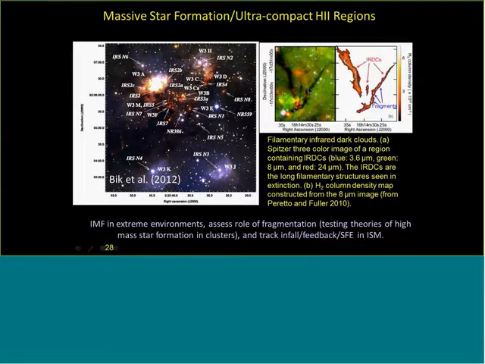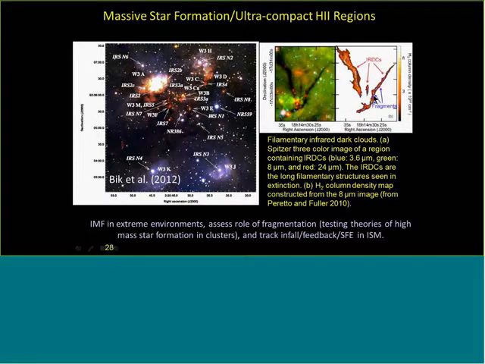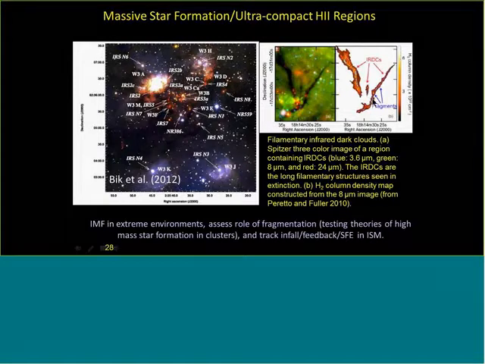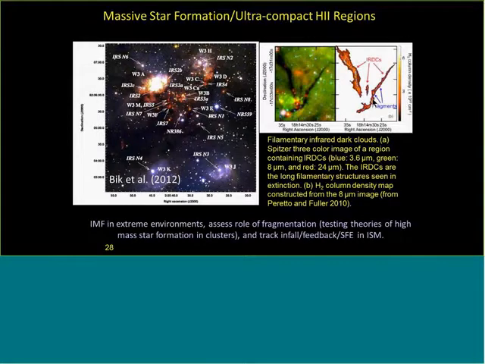This shows a nice IRAC color composite map, and that's related to hydrogen column densities, and where there are these kind of orangish dots are where there may be protostars that we would be investigating using NIRCam. And one of the goals here would be to try to assess theories of high mass star formation and the role of fragmentation in that process.